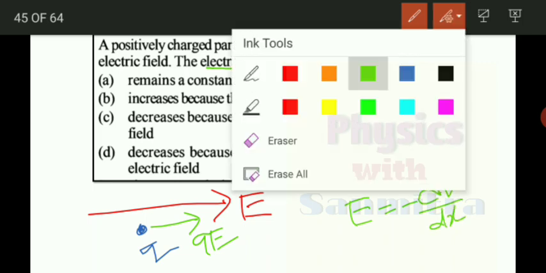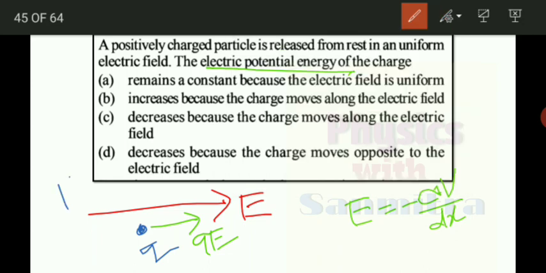So the electric field is directed from high potential to low potential. So if I am releasing it, it will move, and the electric potential energy will decrease because the charge moves along the electric field.